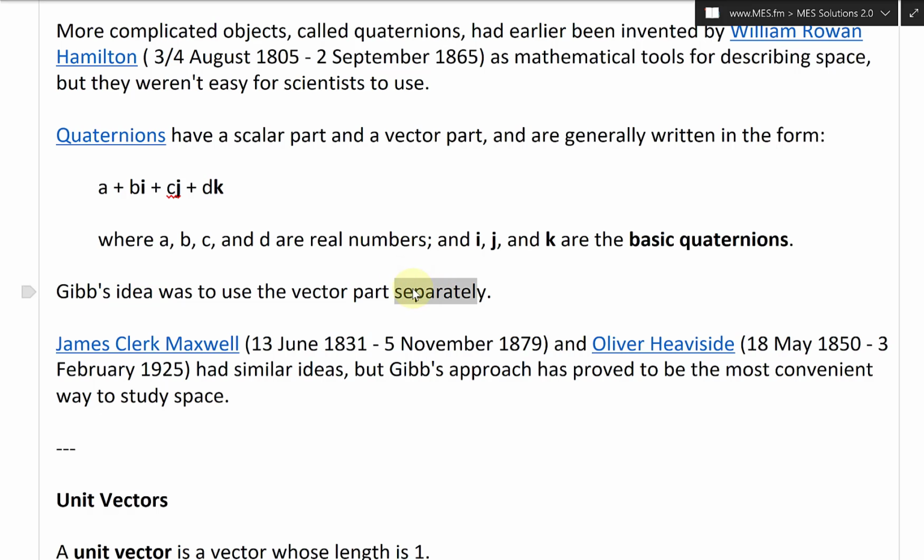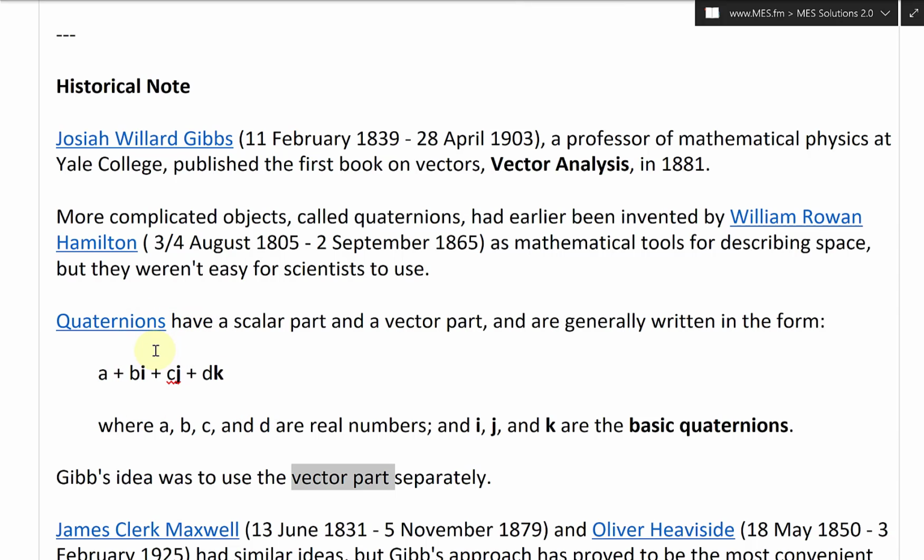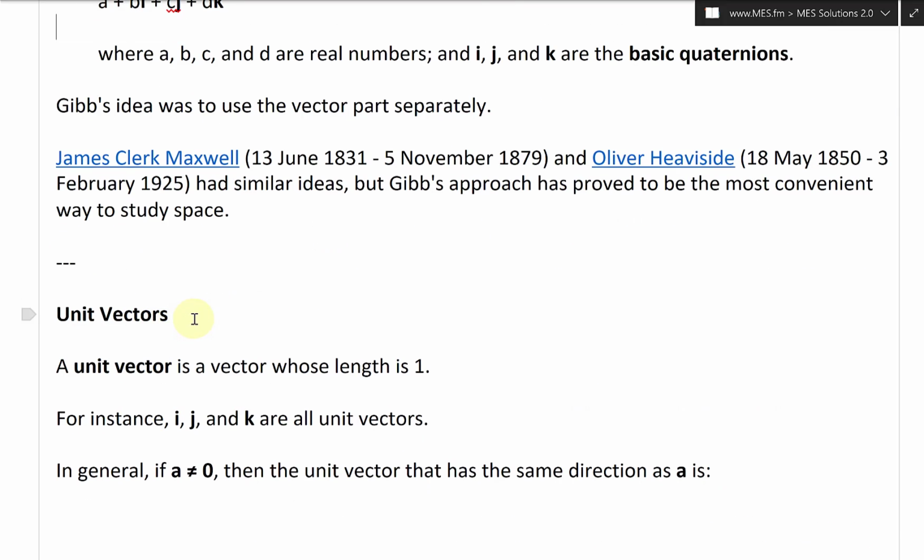So anyways, Gibbs was using it separately, and James Clerk Maxwell, born the 13th of June, 1831, died the 5th of November, 1879, and Oliver Heaviside, born 18th of May, 1850, died the 3rd of February, 1925, had similar ideas, but Gibbs' approach has proved to be the most convenient way to study space. So just using the vectors separately as opposed to using this scalar as well. And this is a historical note, an interesting topic on its own. So anyways, let's continue further and look at unit vectors.